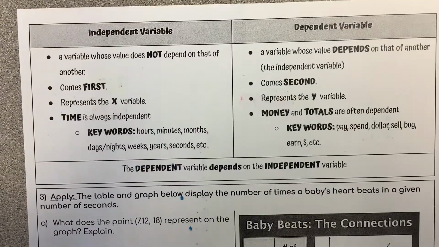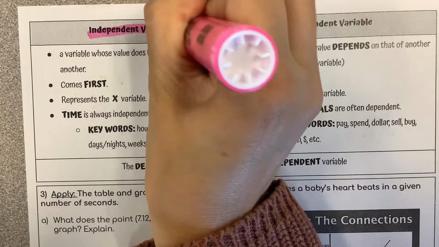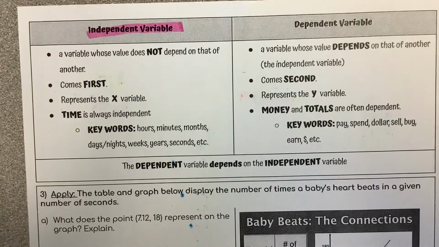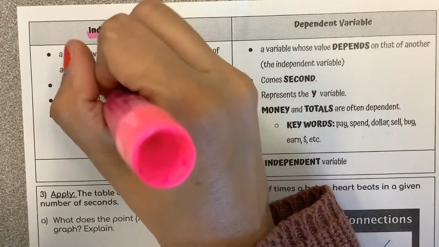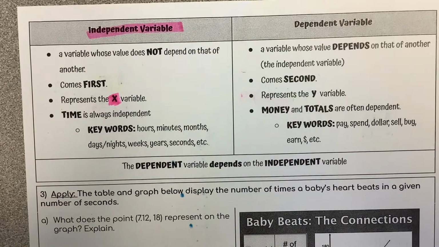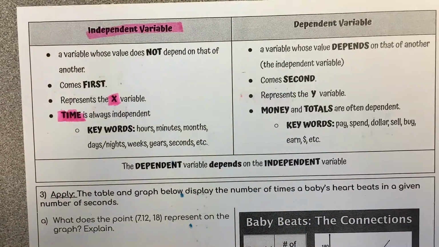Now let's look at independent versus dependent. So our independent variable is a variable whose value does not depend on that of another. It comes first, and specifically what is important to note is it represents the x variable. When you're trying to decide if something is independent or dependent, time is always going to be independent. Hours are always hours. Minutes are always minutes. It's not dependent on something.